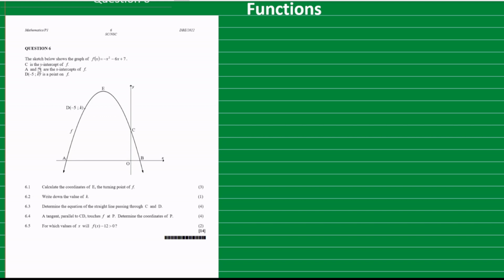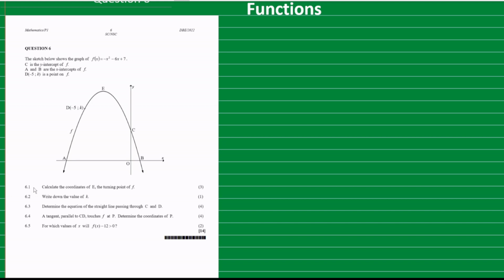We have this question here which reads as follows. The sketch below shows the graph of f of x is equal to negative x squared minus 6x plus 7. C is the y-intercept of f. A and B are the x-intercepts of f. D with coordinates -5, K is a point on f. Calculate the coordinates of E, the turning point of f.